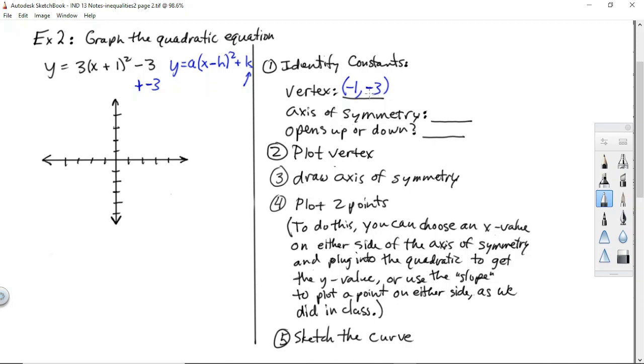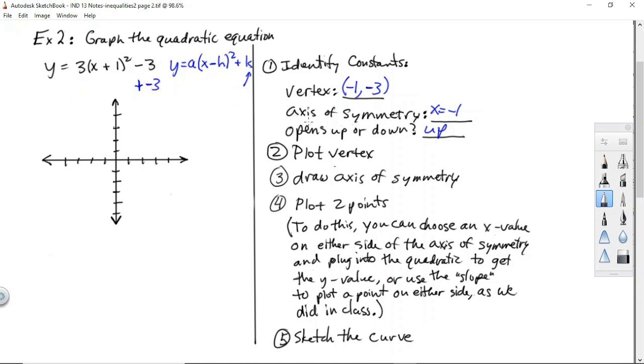Okay, the axis of symmetry is x equals -1. It's the vertical line that goes through that vertex, so it's going to be x equals the x coordinate of the vertex, -1. Does it open up or down? It opens up, because a is positive. There's a right there. It's +3.